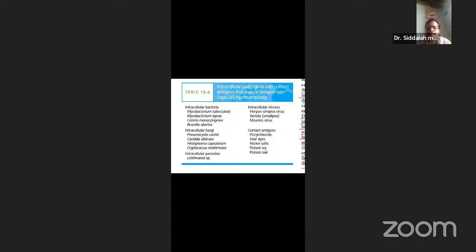Some of the bacteria are there, fungi, parasites. There are many parasites, but Leishmania, specifically Leishmania, has the capacity to produce hypersensitive reaction four.